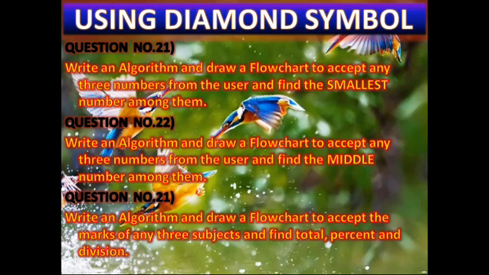First of all, I will complete this problem. After that, I will also tell you how to write the algorithm and how to make the flowchart for accepting three numbers and finding the middle number among them. And the very last question: write an algorithm and draw a flowchart to accept the marks of any three subjects and find the total, percentage and division. So first, question number 21.